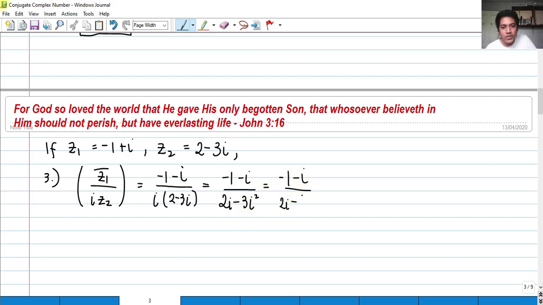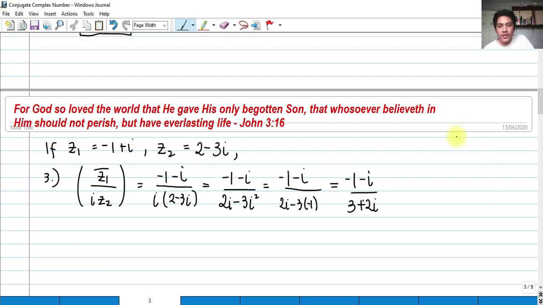2i minus 3 times negative 1. Okay? So we have now negative 1 minus i. This would be positive 3 plus 2i. Okay?